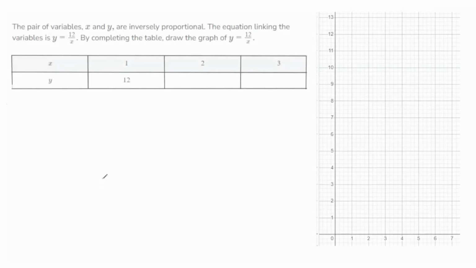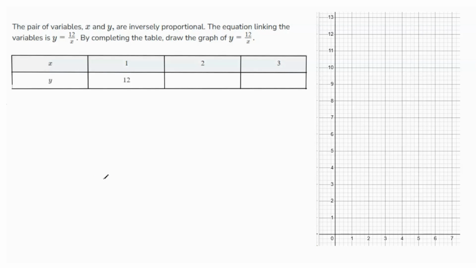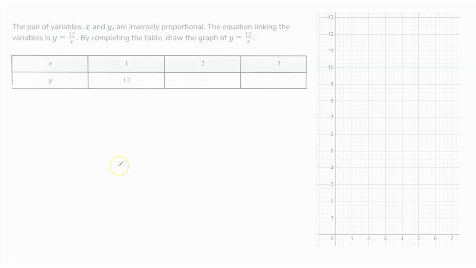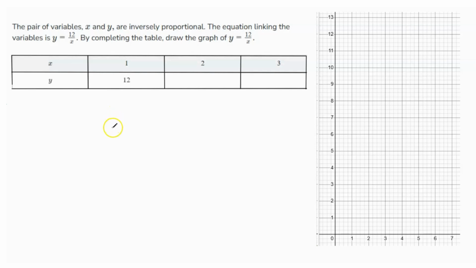To further consolidate your understanding of inverse proportion, here we have a table and you're required to draw a graph. The pair of variables x and y are inversely proportional. The equation linking the variables is y equals 12 over x. By completing the table, draw the graph of y equals 12 over x. So the first value is worked out for you. So here x is 2. So all you have to do is to substitute x in this equation. So 12 over 2 would give us 6. So the y value here would be 6. And here 12 over 3 would give you 4.